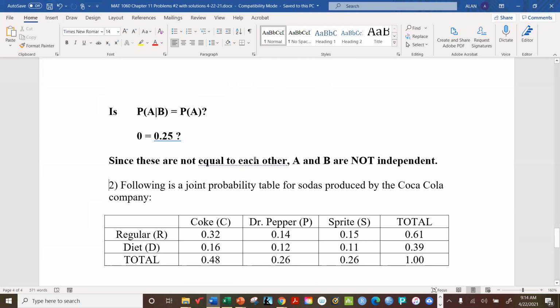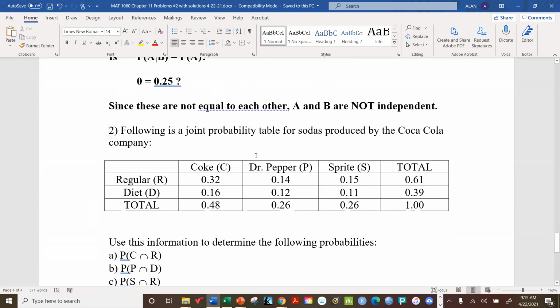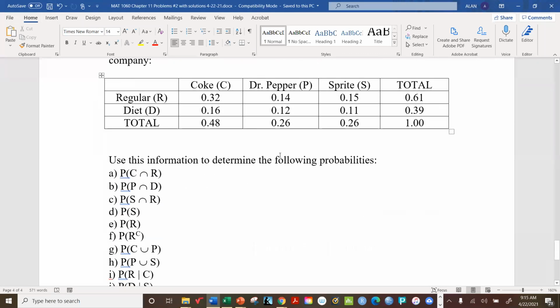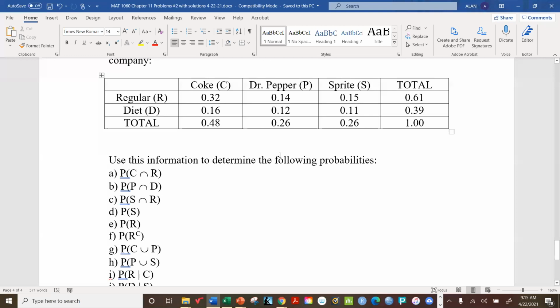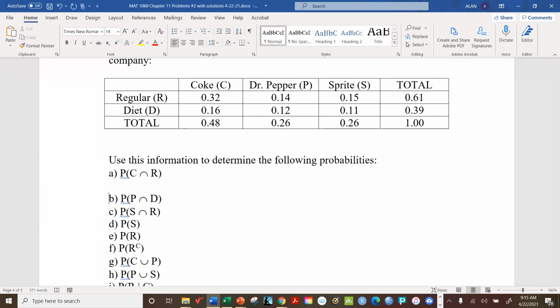All right, now this next one looks very familiar. This time, instead of coffees, it's sodas. And so these are the different flavors, and they're all either regular or diet. And so the letters should be self-explanatory. And as you saw before, the first three, we can just look them right up in the table. Okay, for example, CNR is regular Coke, which appears right here, and it's 0.32.